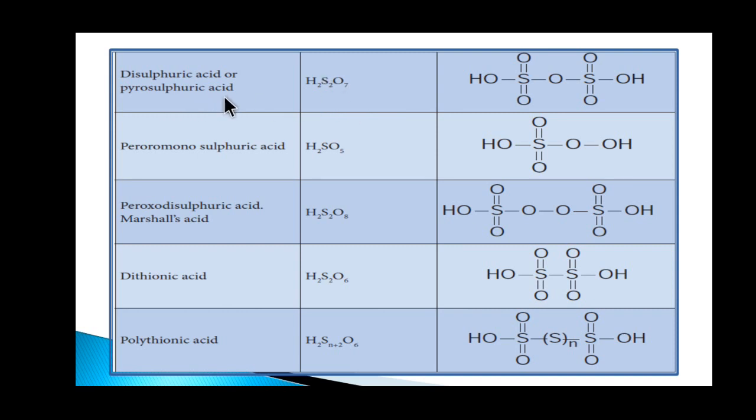H2S2O7 is pyrosulfuric acid, and H2SO5 is peroxomonosulfuric acid. H2S2O8 is peroxodisulfuric acid. H2S2O6 is dithionic acid. H2SxO6, with x plus 2, is polythionic acid. These are the compounds of oxo acids of sulfur.